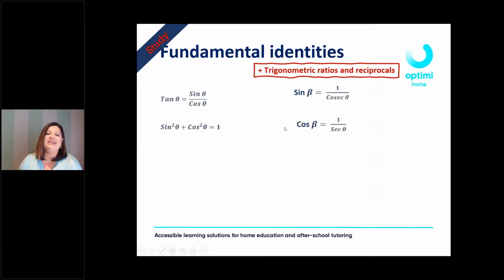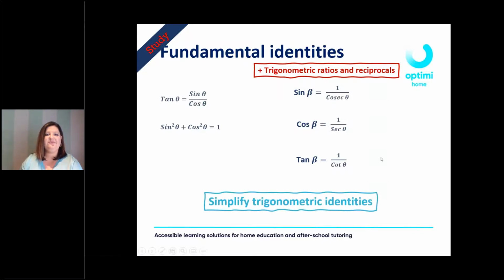Okay. Then cos theta is equal to 1 over sec theta, and tan theta is 1 over cot theta. Right, so these are the reciprocals of my normal trigonometric ratios. So I can actually take this: if sine beta was 4 over 3, cosec will be 3 over 4. So you just write down the reciprocal of that ratio over there. Right, you're going to use that when you simplify trigonometric identities.